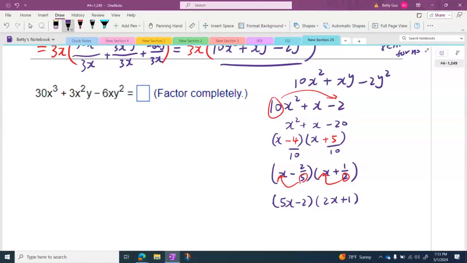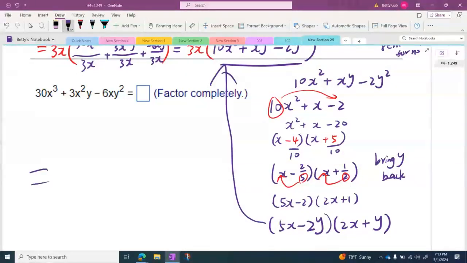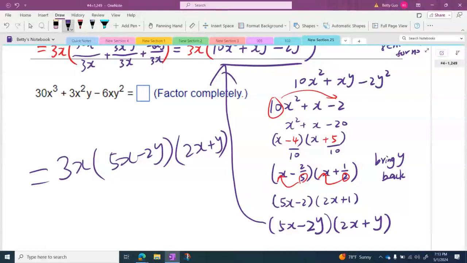And now we're going to bring y back. This is a constant 2, right? Times y. Put y here. And 2x plus 1, 1y. And then we bring the 3x back. And the final result is going to be 3x times 5x minus 2y times 2x plus y.